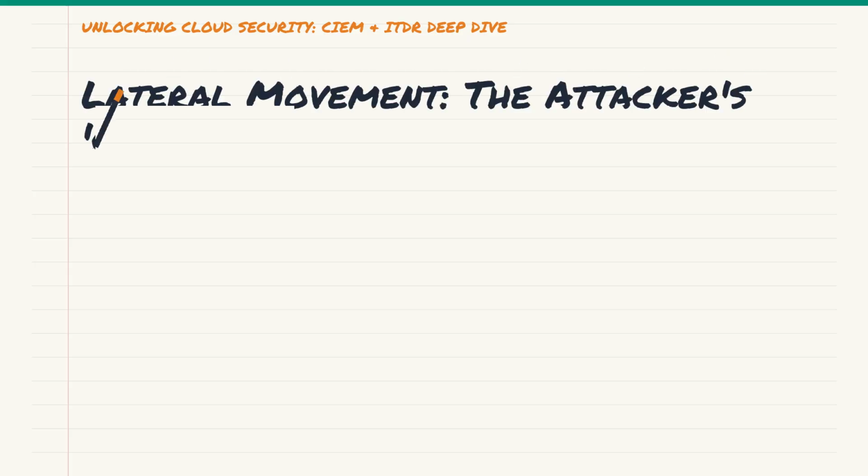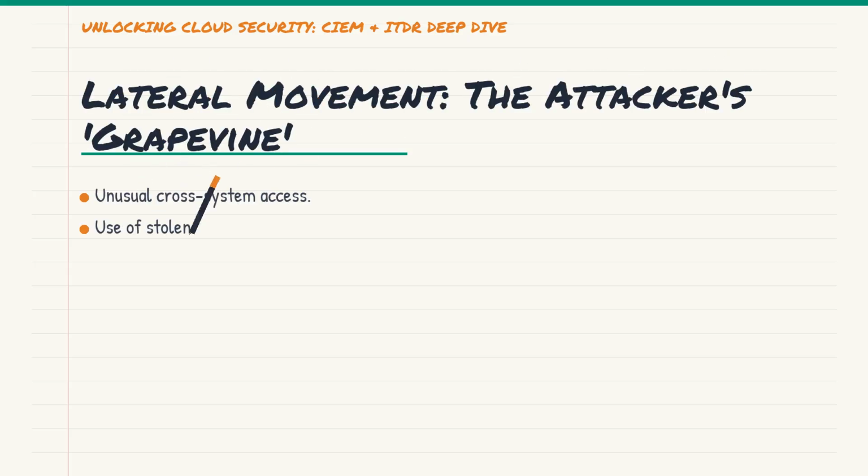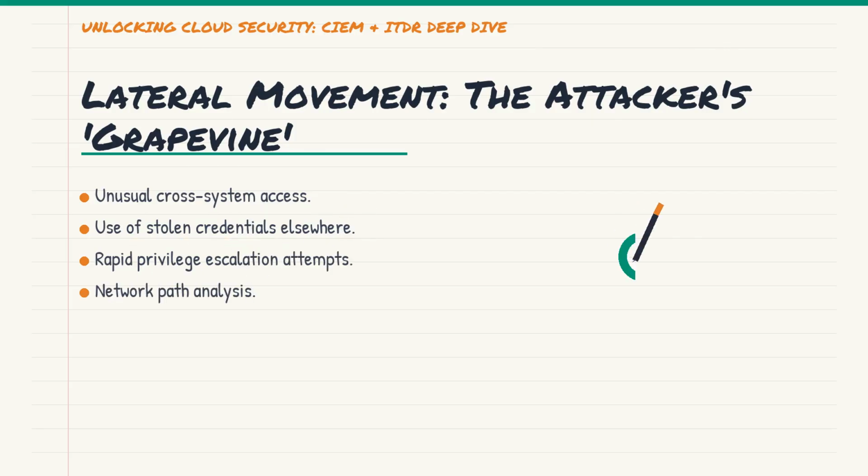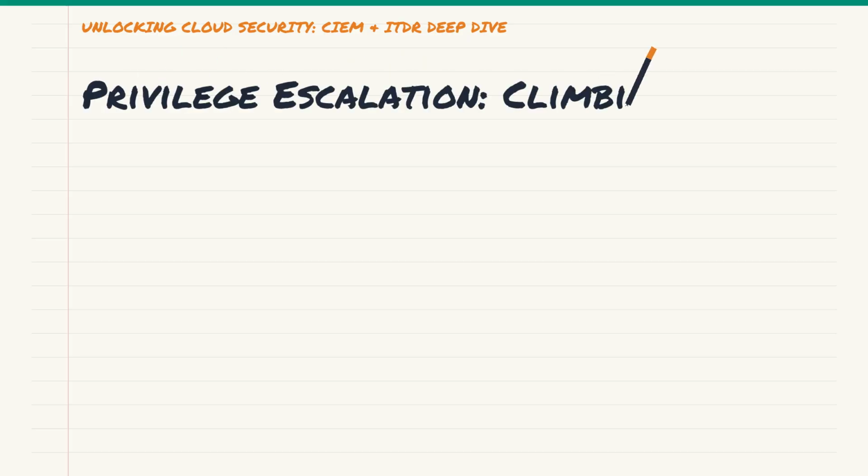Once an attacker is in, they don't want to stay in one place. They'll try to move laterally across your network, hopping from one system or account to another to find more valuable data or higher privileges. ITDR looks for unusual communication patterns between systems, the use of compromised credentials to access new resources, or sudden jumps in activity from a previously quiet account. It's like spotting someone trying to pick a dozen different locks in a building after they've already broken into one office.